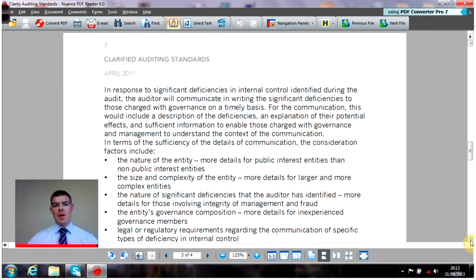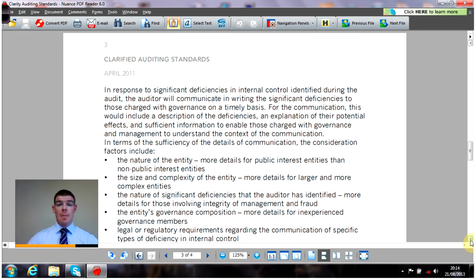So therefore, if there are any internal control weaknesses or significant deficiencies, this must be communicated to management. And it's commonly communicated in writing at the audit close-out meeting, which will be between the audit partner and management, and can actually be escalated to the board of directors. So in the communication, there will be a description of the deficiency and the implications of that deficiency. So things to consider in terms of whether it's a public interest entity, therefore you need to disclose more detail to those charged with governance.